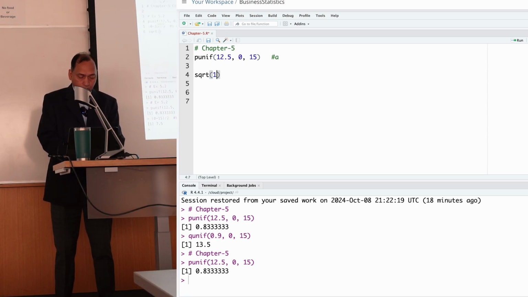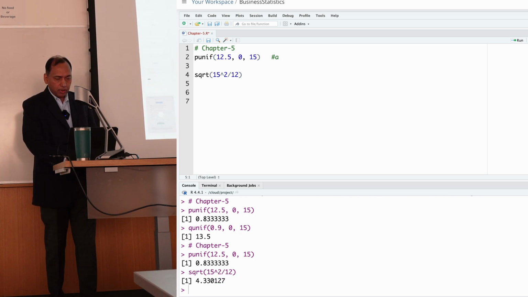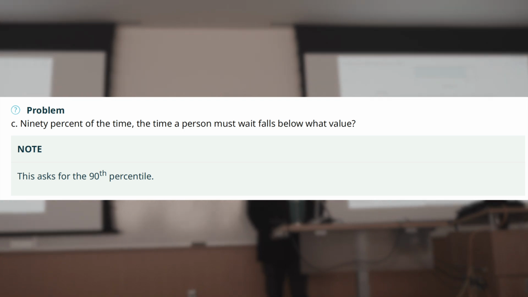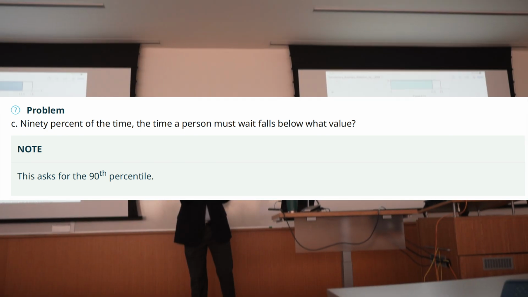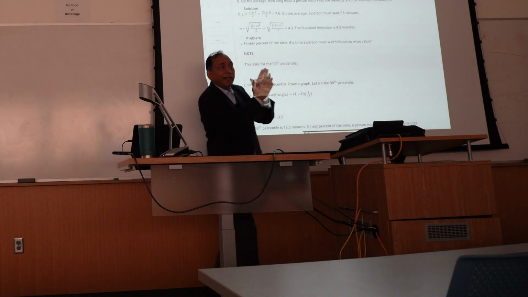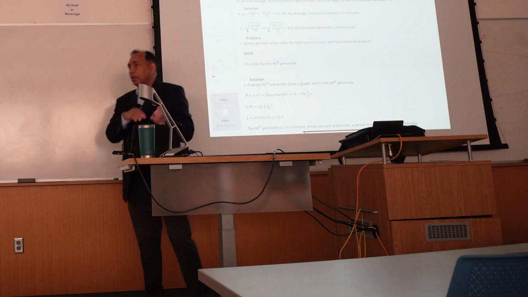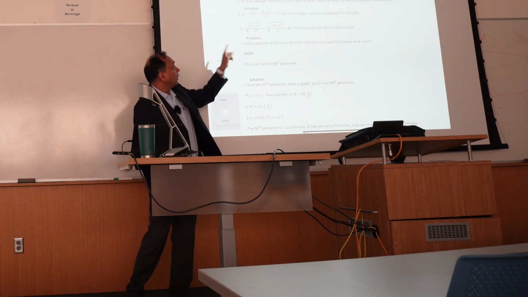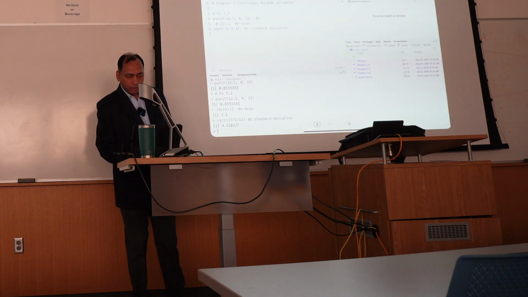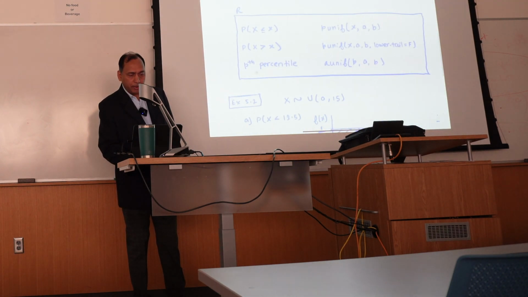So 15 squared divided by 12, so 4.3 minutes, that was the standard deviation. Part C says 90% of the time, the time a person must wait falls below this value. So when you make that picture, area to the left is given as 0.9. Now the area, or the probability, is given, and we have to find the value of x. So that is your third situation, pth percentile.